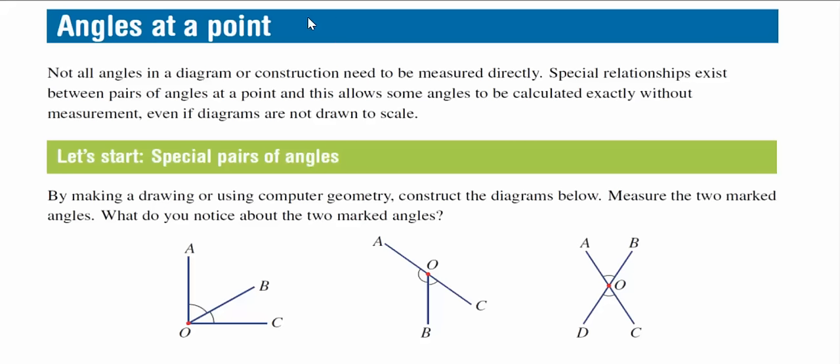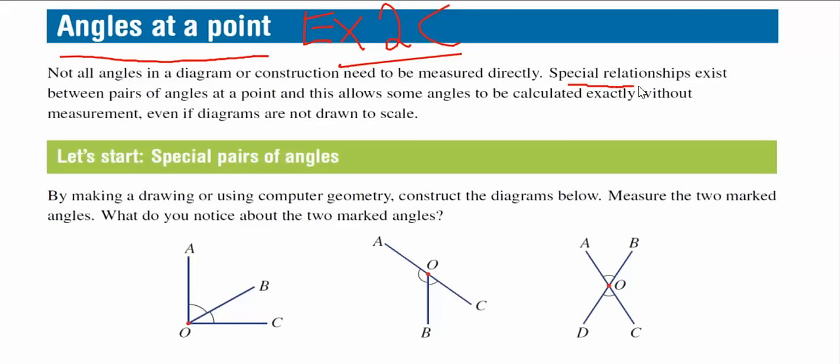And this one we're looking at exercise, sorry I didn't write that up, so I'll write it now, exercise 2C. We're looking at angles at a point. So, not all angles in a diagram or construction need to be measured directly. So that means we don't actually need to physically get a protractor and measure what the angles are.